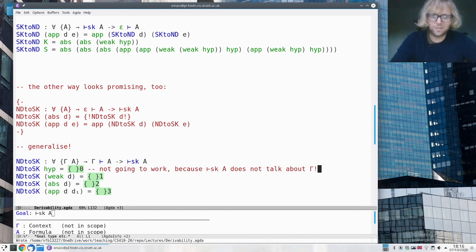So what we have to do is we have to come up with some way of making also this system take the context into account. So we didn't think we needed a context, but we'll see that it's actually useful as an intermediate step to have a context.